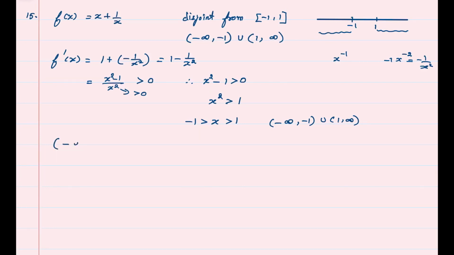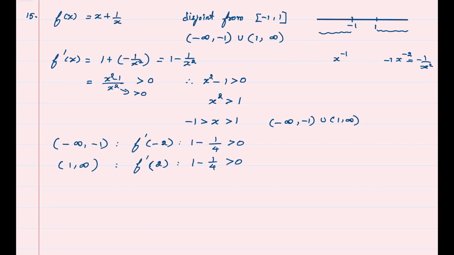Or as I said, you can check in each interval. We can substitute minus 2 from this interval in f dash. 1 minus 1 divided by 4, which is positive, and from the second interval we will take 2. Let us check the sign of f dash. The same answer we will get. Here also it is greater than 0. In both the intervals, f dash is greater than 0. Therefore, we conclude that f is strictly increasing on the given interval I.